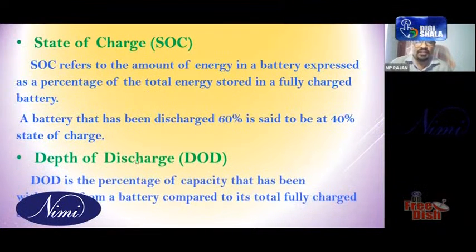And the opposite of that is called depth of discharge, DOD. DOD means how much percentage of the energy you have taken already from the battery. Battery से कितना charge हो चुका है, that indicates the depth of discharge. So SOC plus DOD is 100%. If SOC is 60%, DOD is 40%. If SOC is 40%, DOD will be 60%.